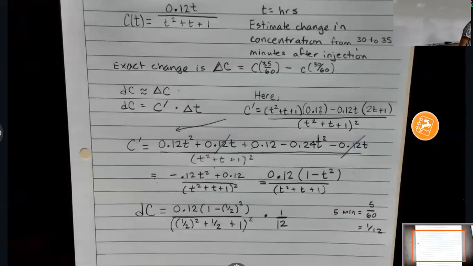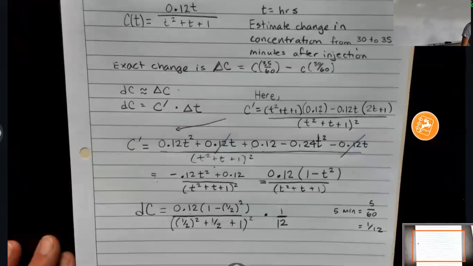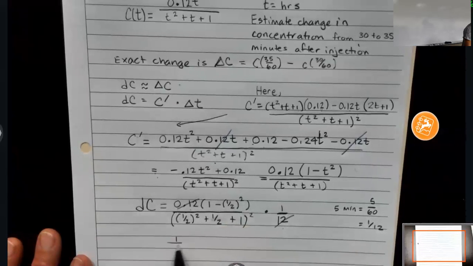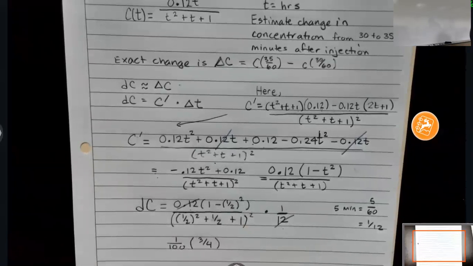Okay, well, let's see what we can do. I'm going to cancel this 12 into that 12, but this is 12 over 100, and that's 12. So when I cancel them, I still have 1 over 100 left. This is 1 minus 1/4, so that's going to be 3/4. On the bottom, I have 1/4 plus 1/2 plus 1. 1/4 plus 1/2 is 3/4, plus 1 is 7/4. That cancels into that and leaves me 1 over 100. 1 minus 1/4 leaves me 3/4. And the bottom adds to 7/4, but then I've got to square it.